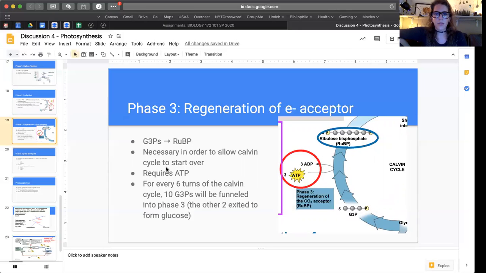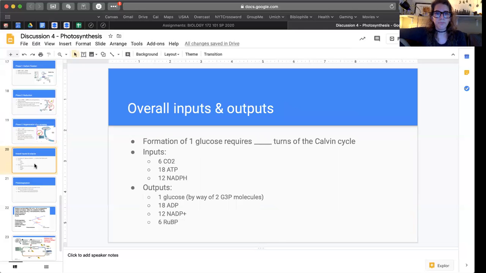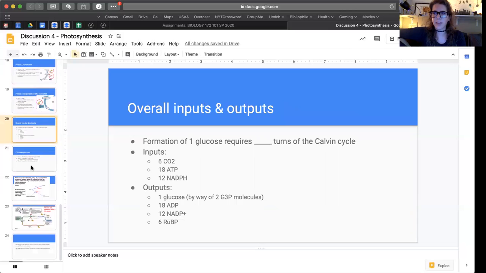And so this will require 10 G3Ps, which you remember there was 12 total, 2 left to form glucose, and the rest of the 10 will go through this phase and will ultimately regenerate 6 molecules of the RuBP for every molecule of glucose that was formed. So we can kind of sum this up in this concise little slide.